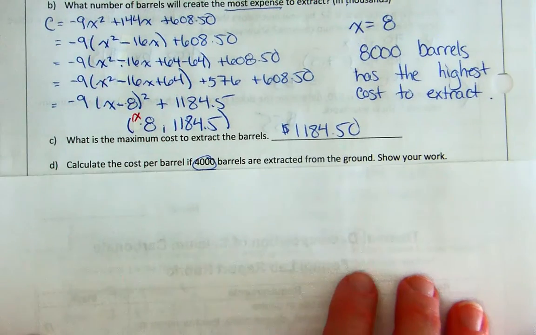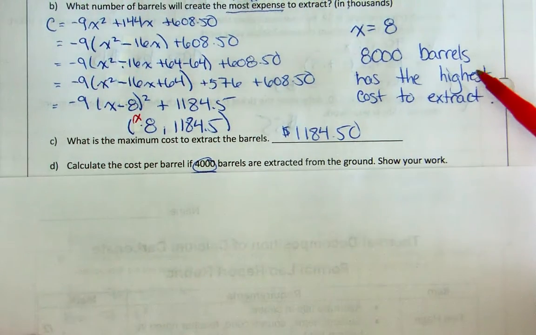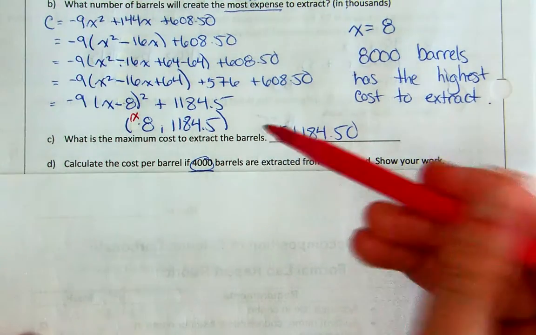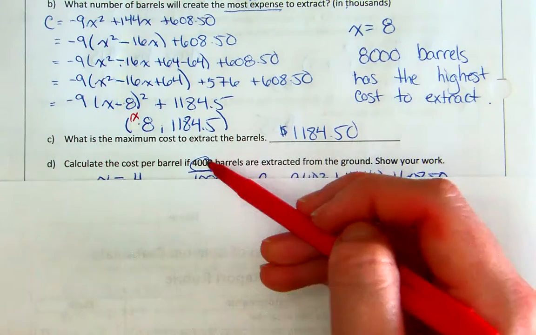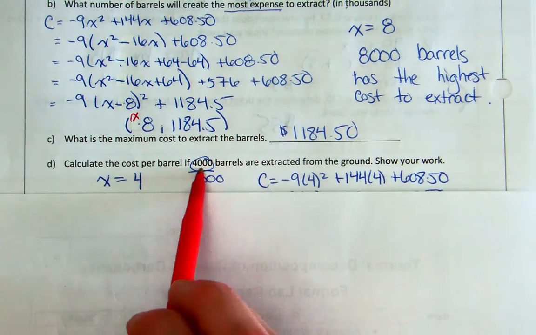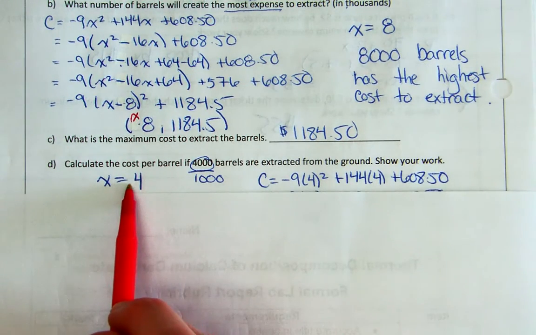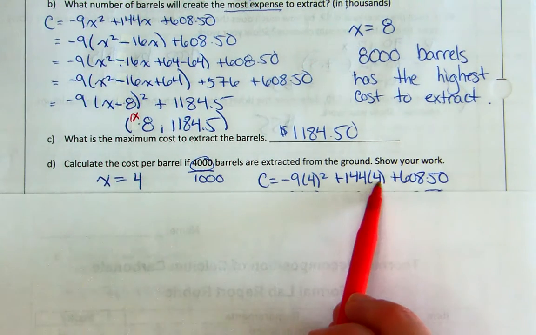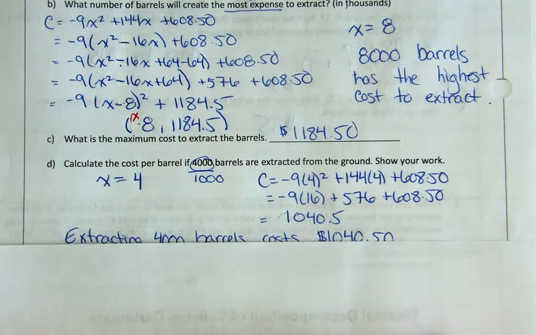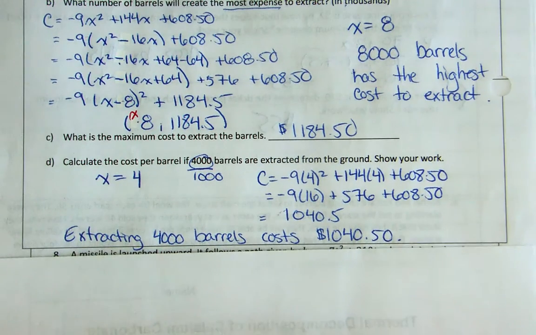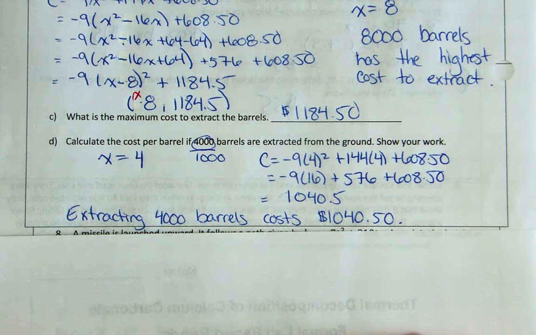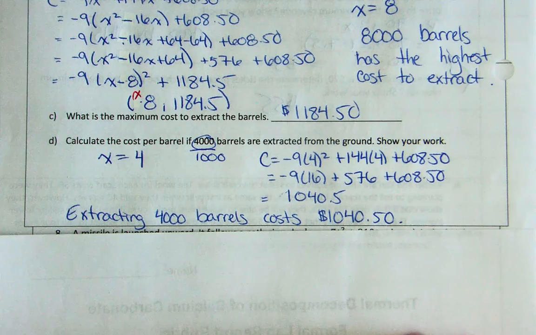Question D, calculate the cost per barrel if 4,000 barrels are extracted from the ground. Show your work. Always show your work, guys. So right here, 4,000, well, I need to remember that X is going to equal 4 because it's the number of thousands. So what I did is I subbed 4 in for every X value in my equation, and I found that extracting 4,000 barrels will cost $1,040.50. Press pause if you need a minute. I'm going to go on and explain number 8.